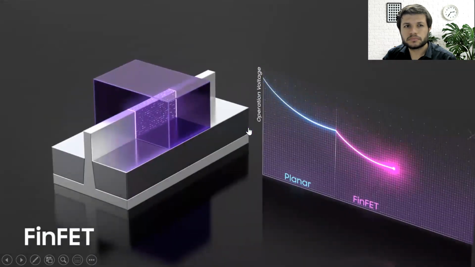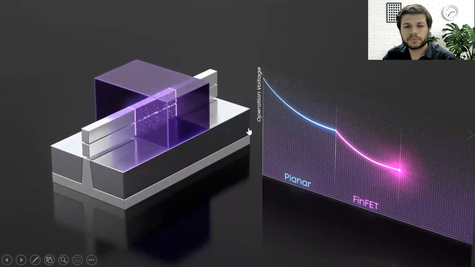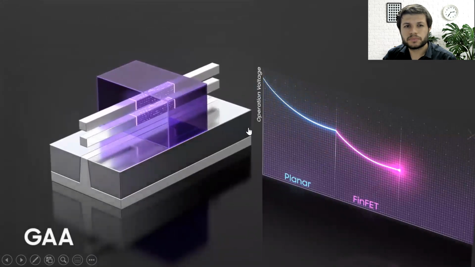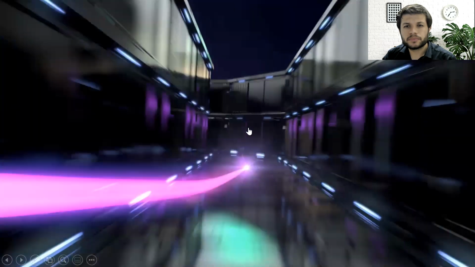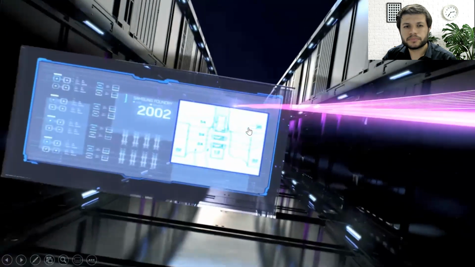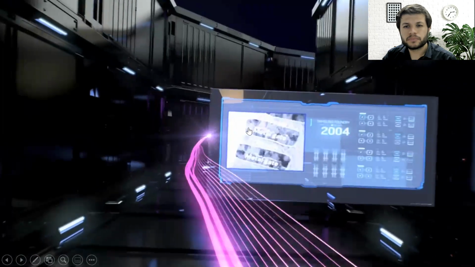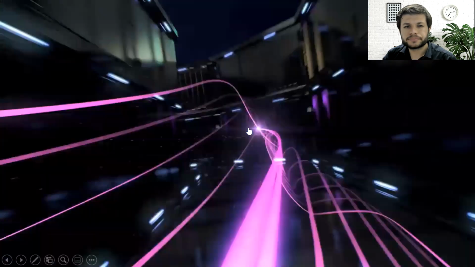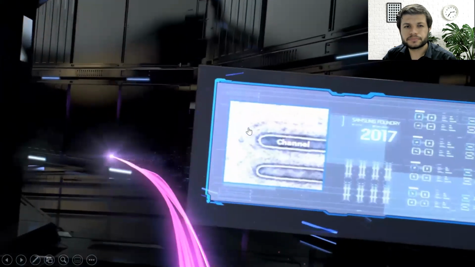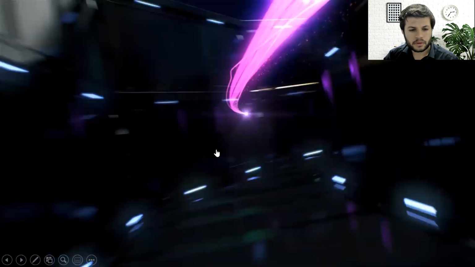For ideal electrostatics, the channel needs to be fully surrounded by the gate. This is known as gate-all-around. Typical GAAs are nanowires. However, integration complexities of nanowires outweigh the benefits. This led Samsung Foundry to create a unique version of GAA with all the advantages but minimal complications.